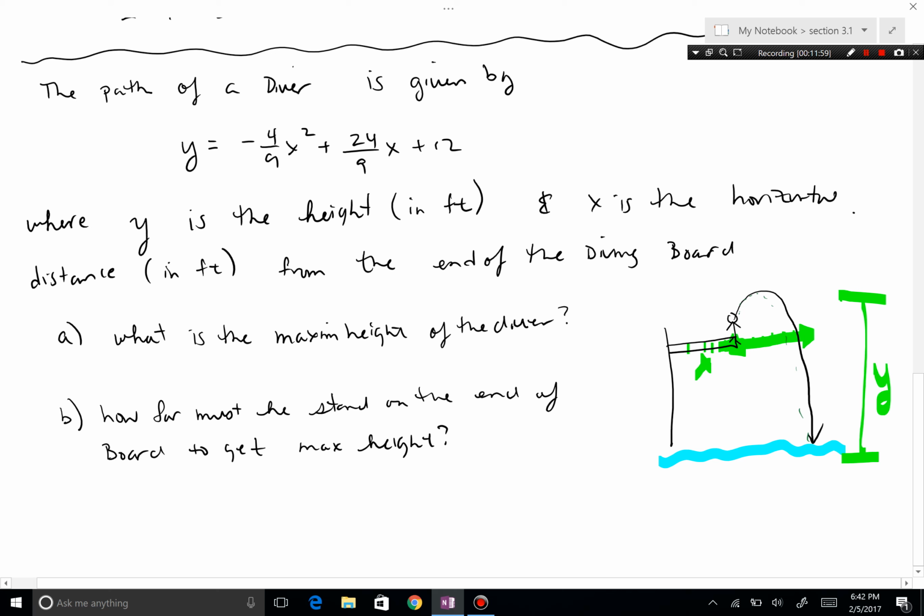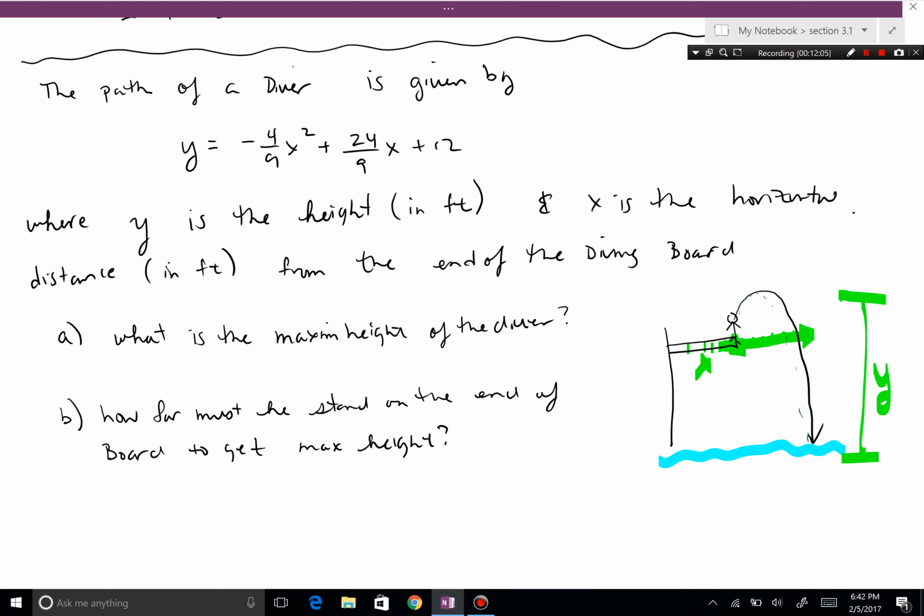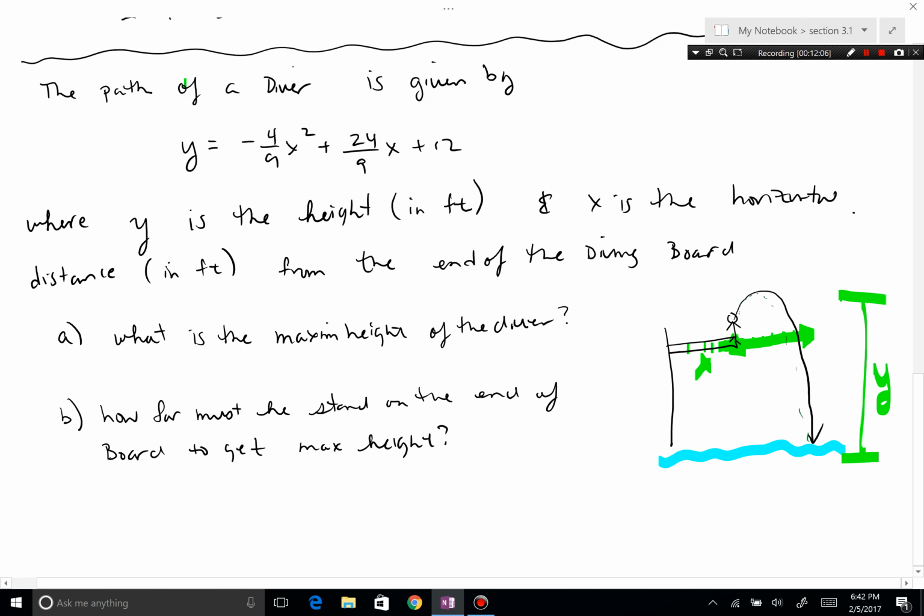So now that we got that, they said, what is the maximum height? If you think about his line of motion, they're asking us for this. What is this height from here to here? What is that max height? And obviously, that's the y value. It's going to be my max height. That's for A. Now, how far must he stand from the diving board is basically saying how far is he out there so that he gets that maximum height. So if he jumps from the diving board, how far will he be when he acquires that maximum height? So what is this x value?